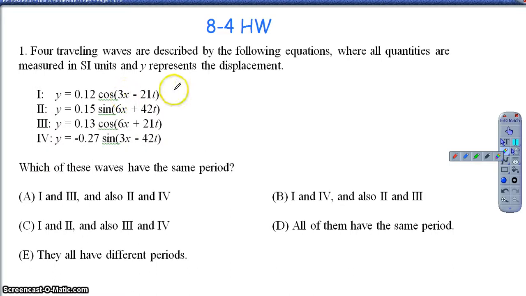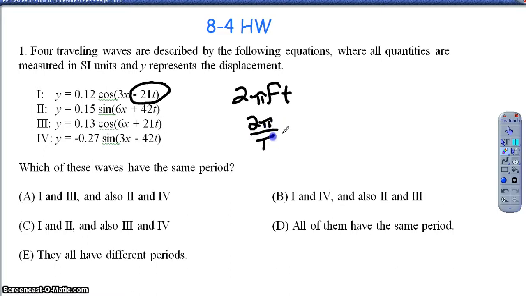They show us both displacement and time, but for the period, we're just focusing on the part that has time involved, right? And so if they have the same period, the aspect that involves the time is either 2 pi frequency times t, or 2 pi over the period times t. And so anything that has that same coefficient, that same number in front of t, is going to have the same period, right, in order for this end result to be 21 or 42.